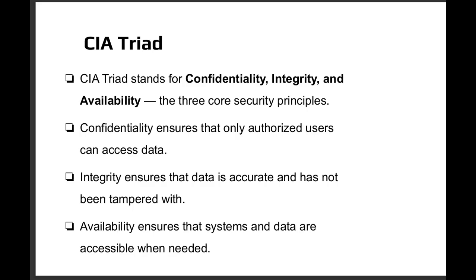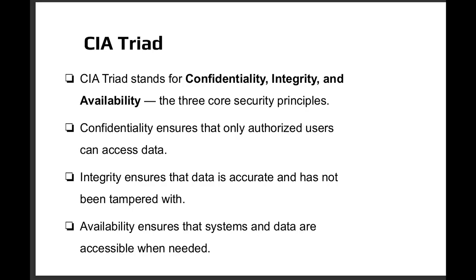I is integrity. Integrity is ensuring that our data remains accurate and consistent. We do not want our data to be modified or tampered with in any way. A is availability. Availability is ensuring that all of our systems, cloud, and data are accessible and available to our users when needed. The CIA triad, confidentiality, integrity, and availability, will appear as three of your important security principles throughout your career.